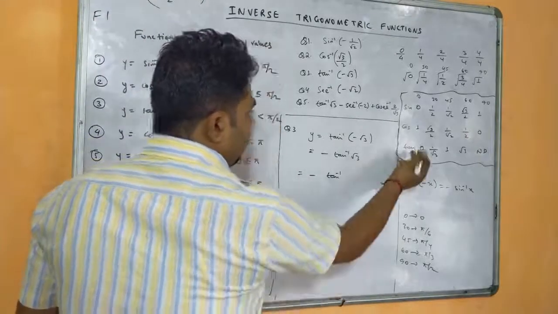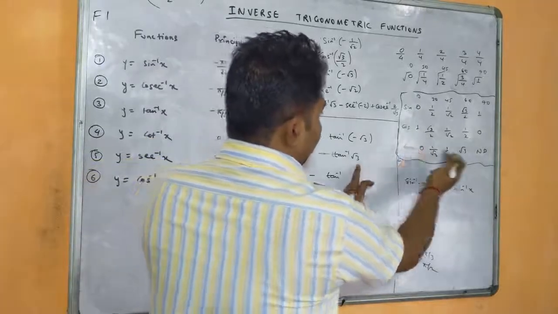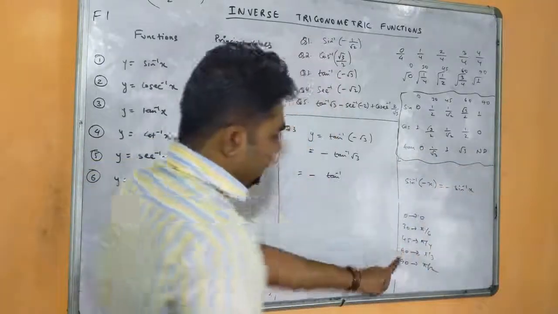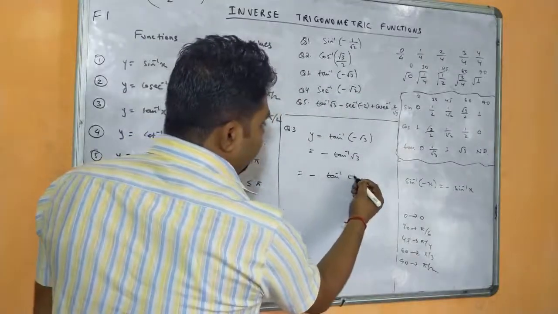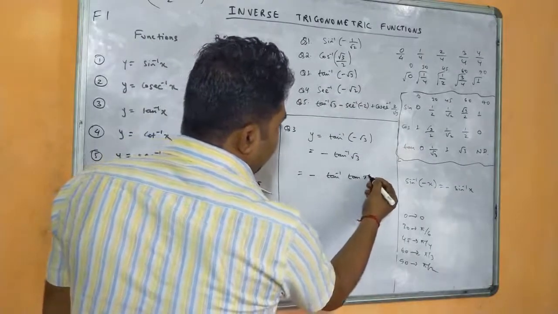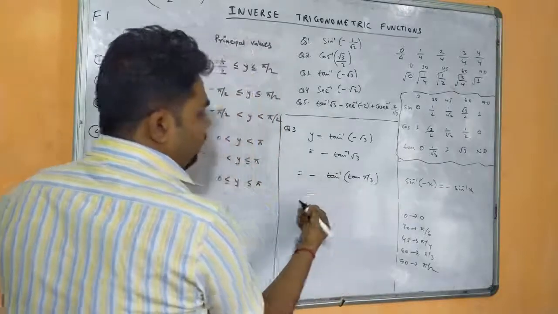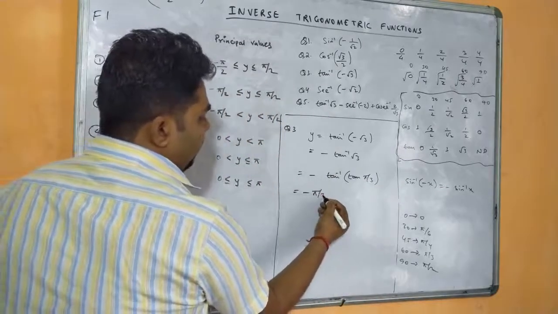Now root 3 in terms of tan, when it is root 3, you see here, that is tan 60, and 60 can be written as what? Pi by 3. So in place of root 3, we need to write here tan pi by 3. That means tan and tan inverse will get cancelled. So we will be getting here minus pi by 3.